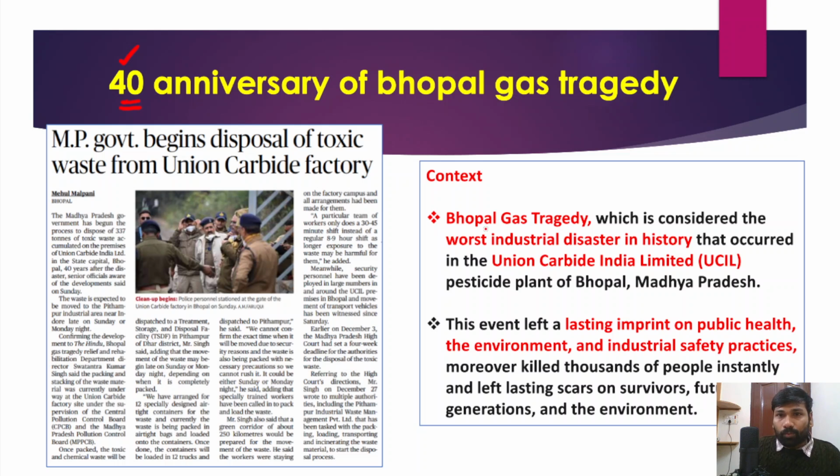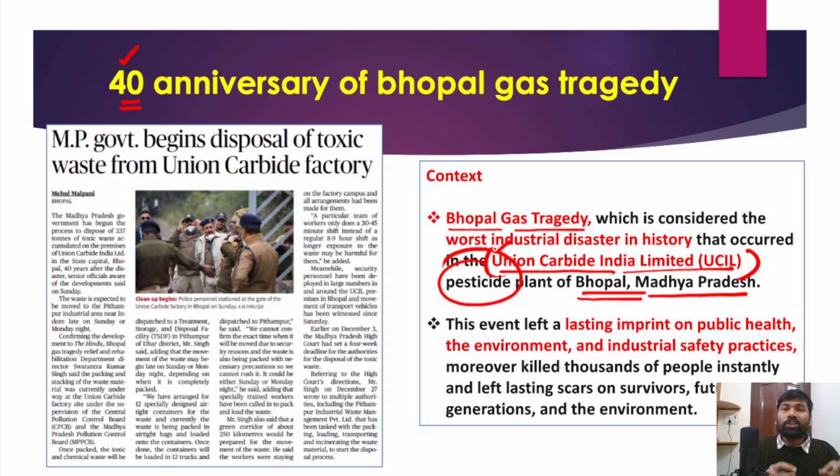Right, so the Bhopal gas tragedy, you might have heard about it. In fact, it is considered the worst industrial disaster in the world because it led to the death of hundreds of people, and a number of other people have been facing a lot of problems because of this industrial disaster. It occurred at Union Carbide India Limited, which is a pesticide manufacturing plant located in Bhopal, Madhya Pradesh.